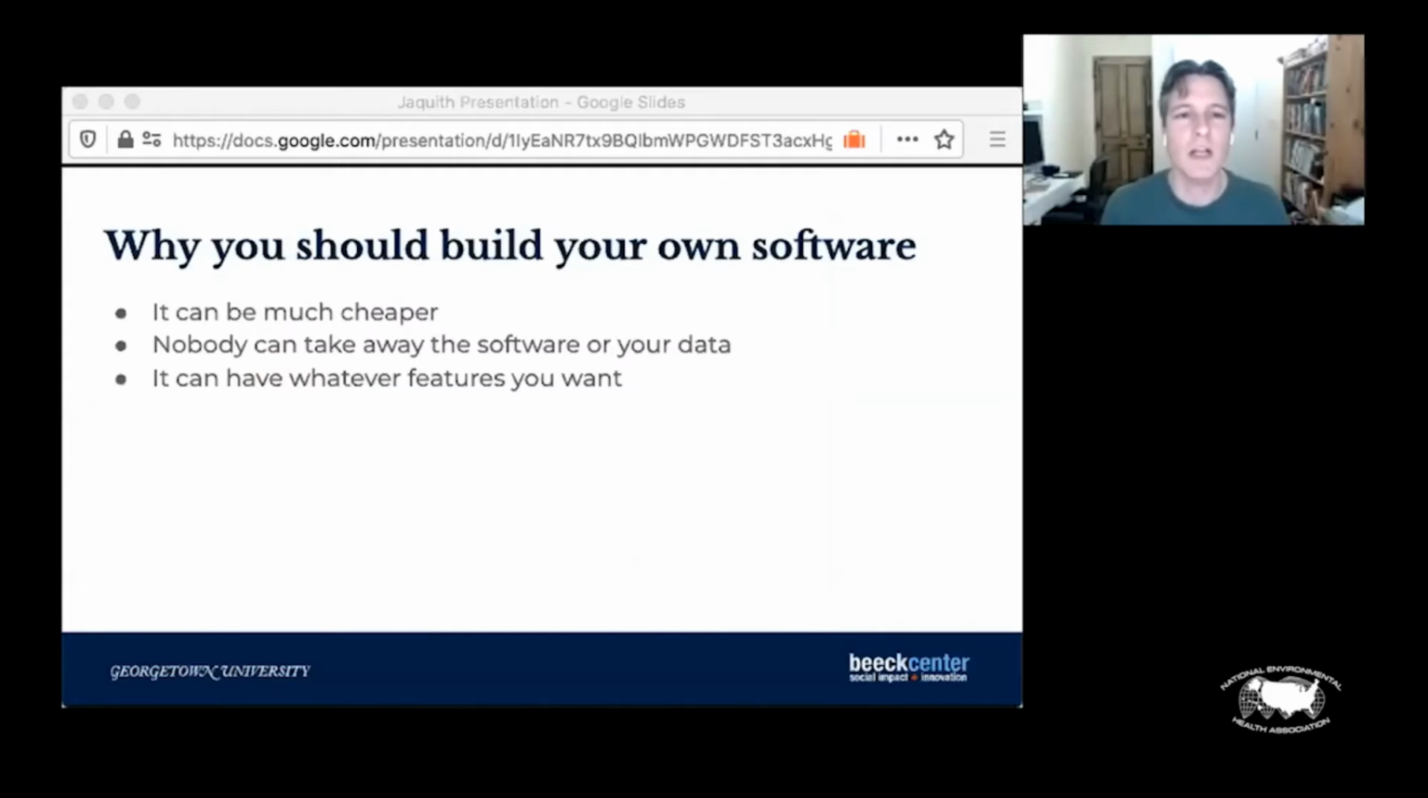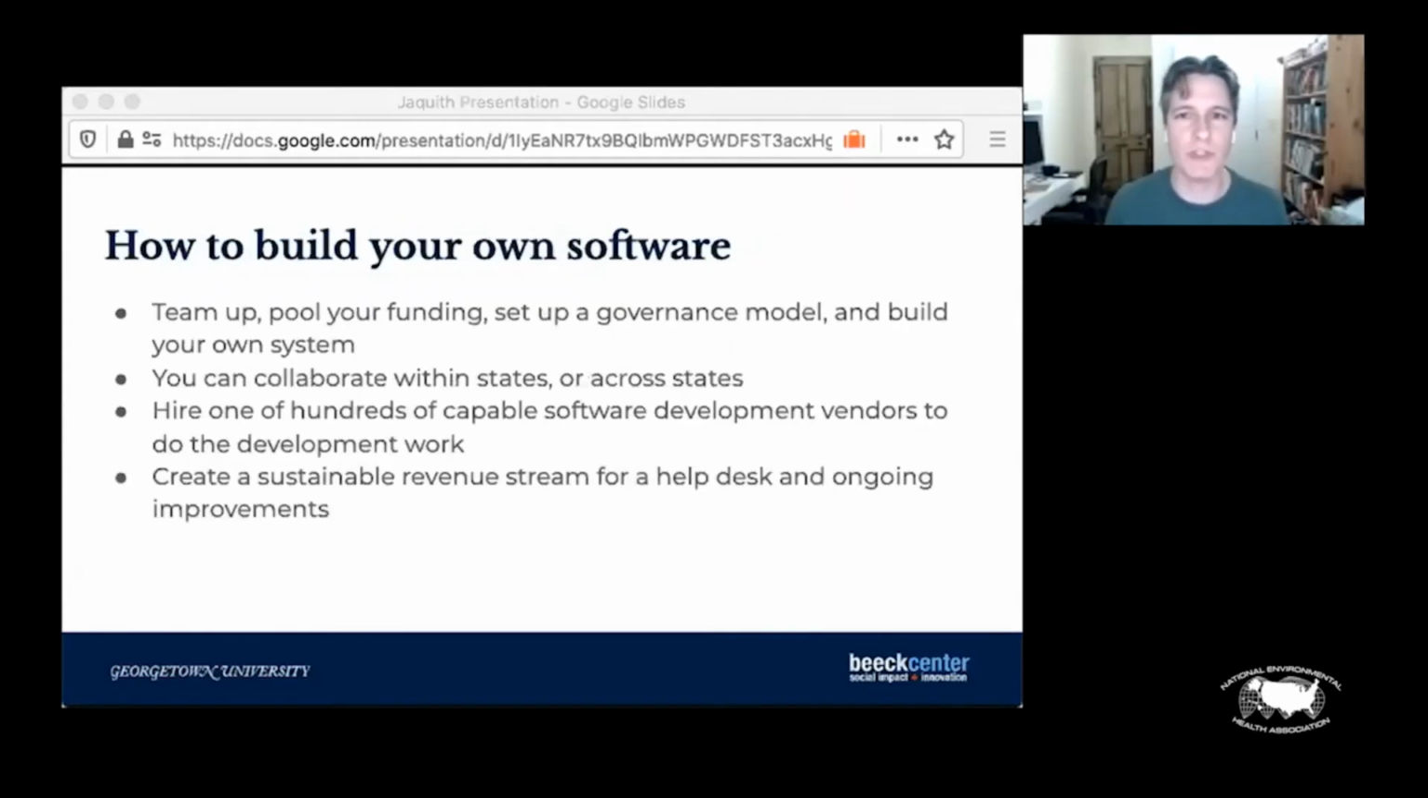So building your own software can be much cheaper. And by doing so, nobody can take away the software or really what we care about, your data. You are the masters of your future at this point. And it can have whatever features you want. Like whatever you want it to do, you and the members who use the software can make sure that it does that thing. So there's the why. Let's talk about the how, which is tricky.